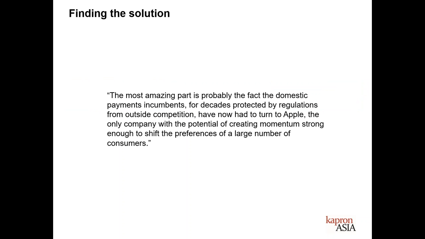And it's really interesting that they actually had to turn to Apple, an international company, because it seems like this was the only company that could really drive consumer adoption in numbers large enough to create this momentum. It's incredible if you consider how protective regulations have always been in China. Basically, foreign banks have less than 2% of the market in China right now, and there are no foreign payment companies operating in the domestic market. And yet, China UnionPay, the monopolist, and banks had to cooperate with Apple because they really didn't see any other solution for their problem.